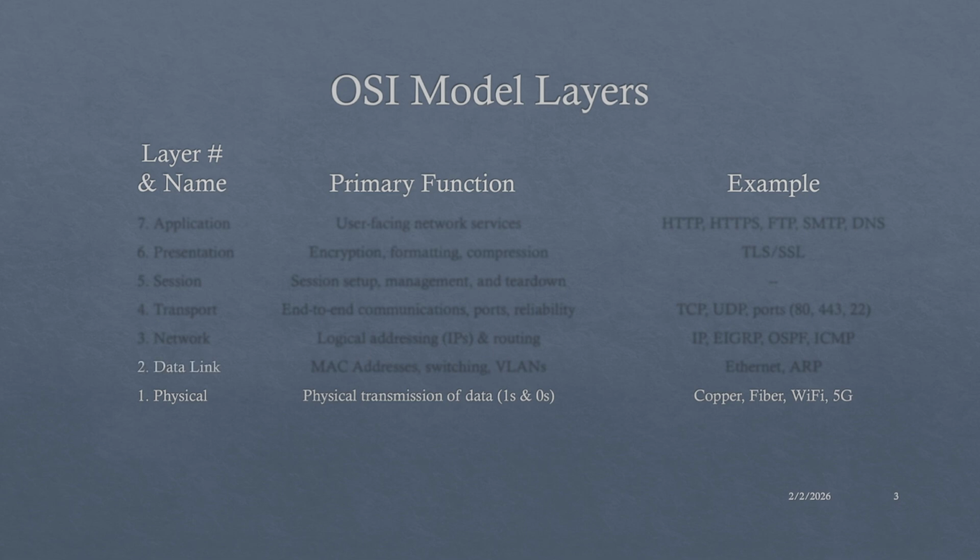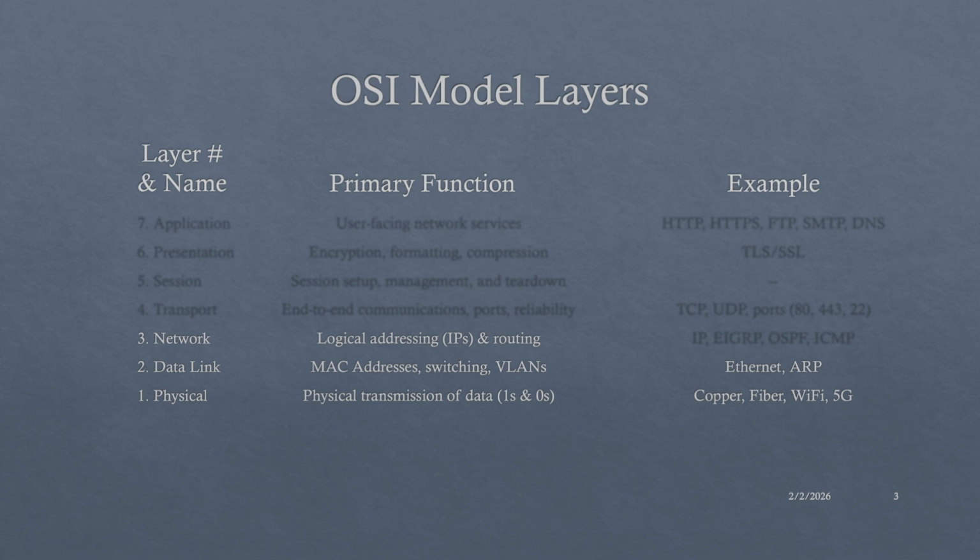At layer 2, we have our data link layer. That's where our MAC addresses live, where all of our switching happens, as well as our virtual local area networks, or VLANs. That all happens at layer 2. And then we have our Ethernet protocol and our ARP protocol at layer 2. Layer 3 is our network layer. That's where all of our logical addressing happens. So like our IP addresses, IPv4, IPv6, as well as routing with protocols like EIGRP, OSPF, as well as ICMP, which is our general troubleshooting protocol, which lets us do ping, trace route, things like that.